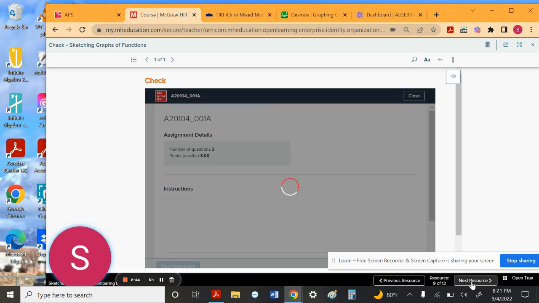Okay, next one. Here is our check. You want to be able to do the check of sketching graphs of functions and get that done and turned in. So that should help you get to that point. But we're going to continue forward since we stopped in the middle of these resources. Okay, now we're comparing properties of linear functions.